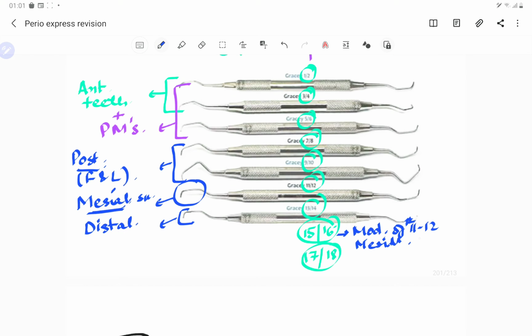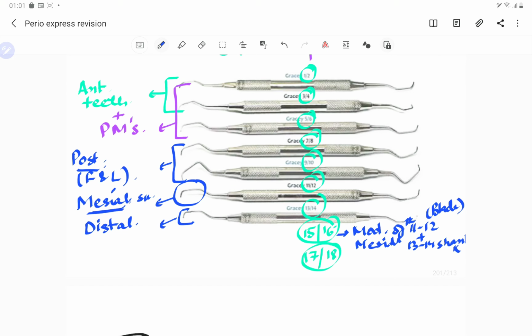So when 11, 12 is combined with the acute angled 13, 14 shank. So the shank of 13, 14 and the blade of 11, 12 will make 15, 16.